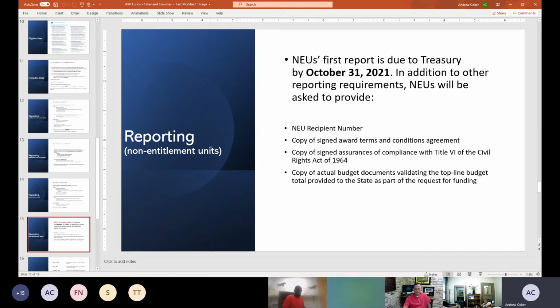You're going to need to submit a copy of that signed award agreement that we discussed earlier, as well as the signed assurance of compliance with Title VI of the Civil Rights Act. With this, you're also going to need to submit copies of any of those actual budget documents validating the budget totals that you provided to the state. So they just want to double check that the totals you provided are matching with what you provided the state there.